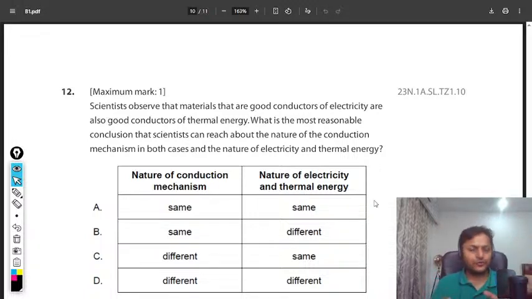This is a very conceptual question, and why I have chosen this for the test is because it uses terms which are very difficult. They are very similar looking to each other, like nature of conduction and the nature of electricity, but we have to understand the subtle thing in this.